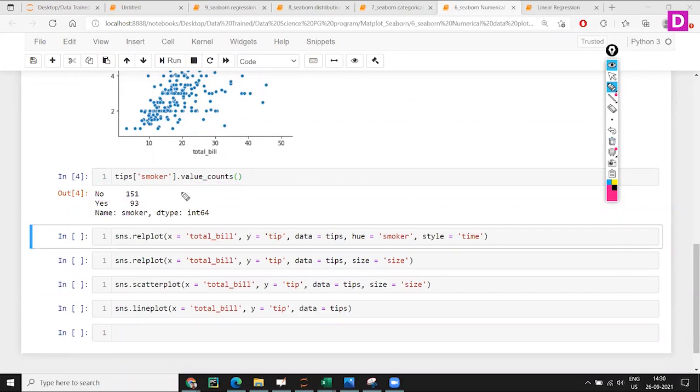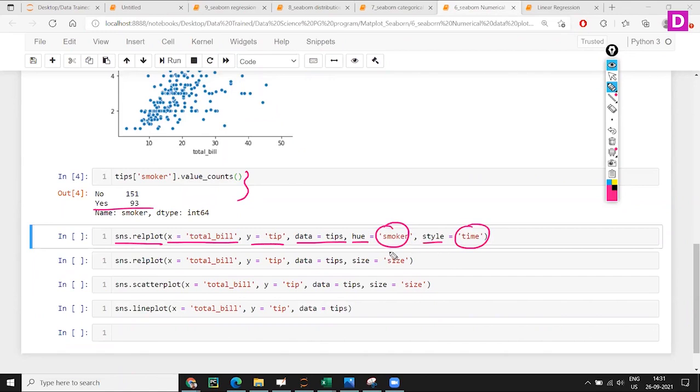So we'll try to do some kind of analysis. We wanted to show you how we can identify the total counts of an individual group or category. Now we'll use sns.relplot, seaborn relational plot. X is my total bill, Y is tip, and this is my data set. Here I'm using two parameters: one is hue, another one is style. Hue I'm keeping as smoker and style I'm keeping as time.